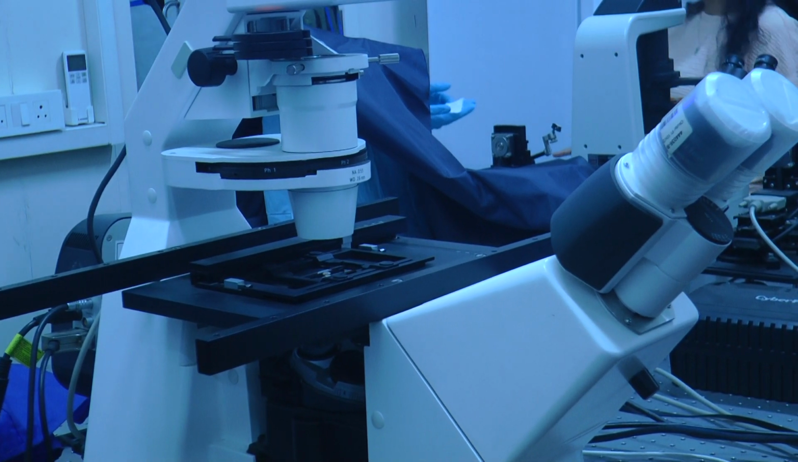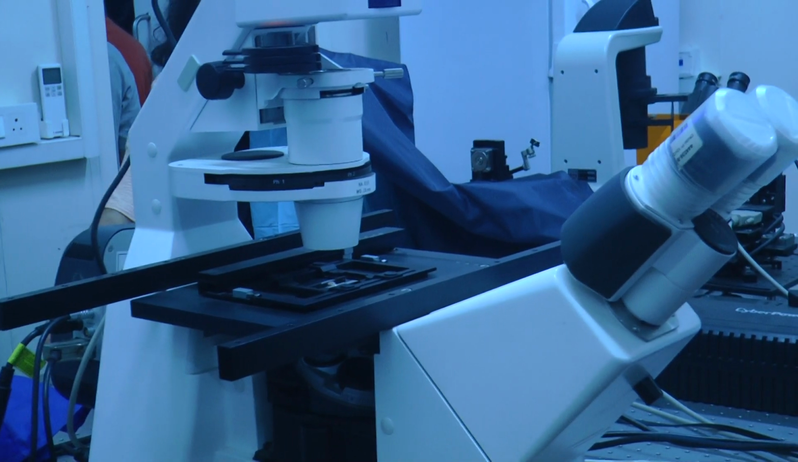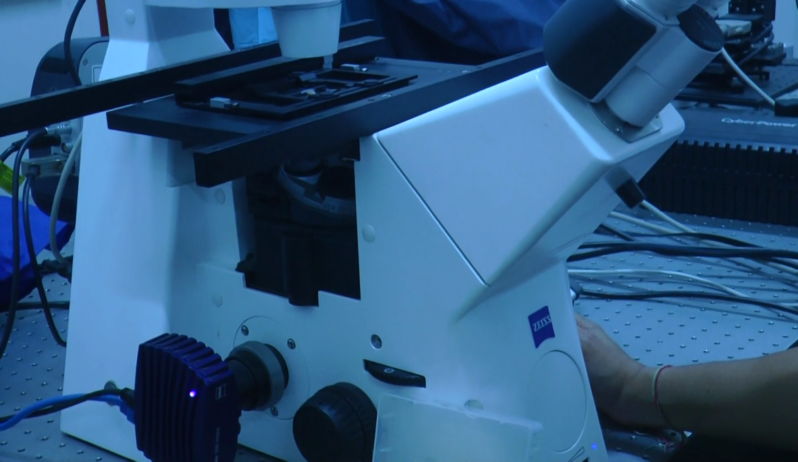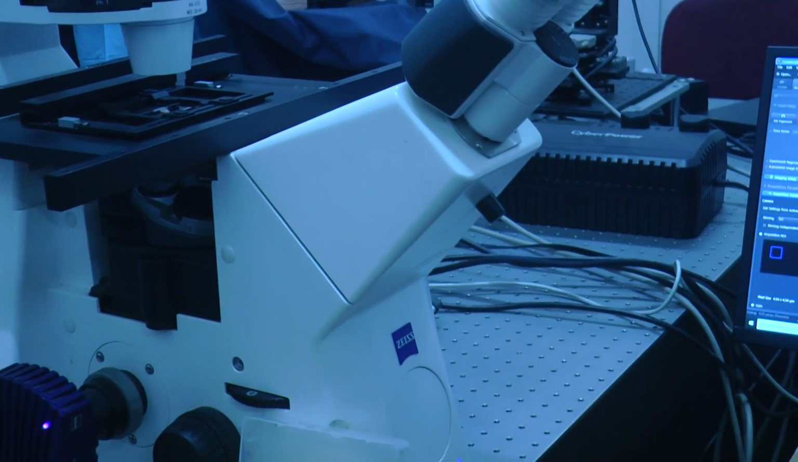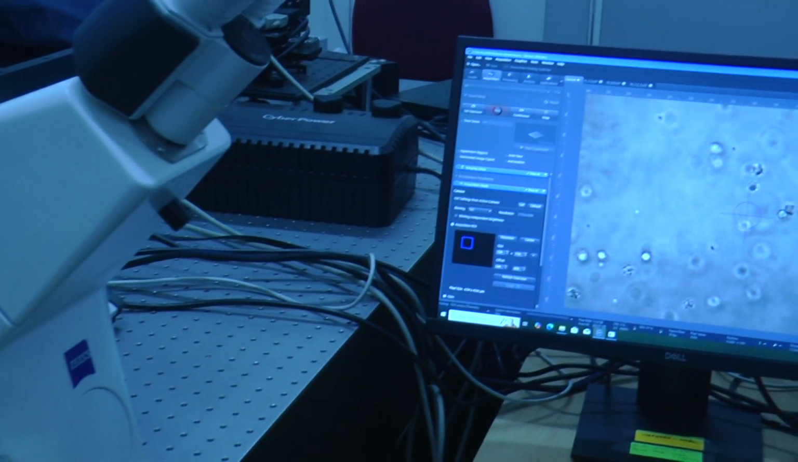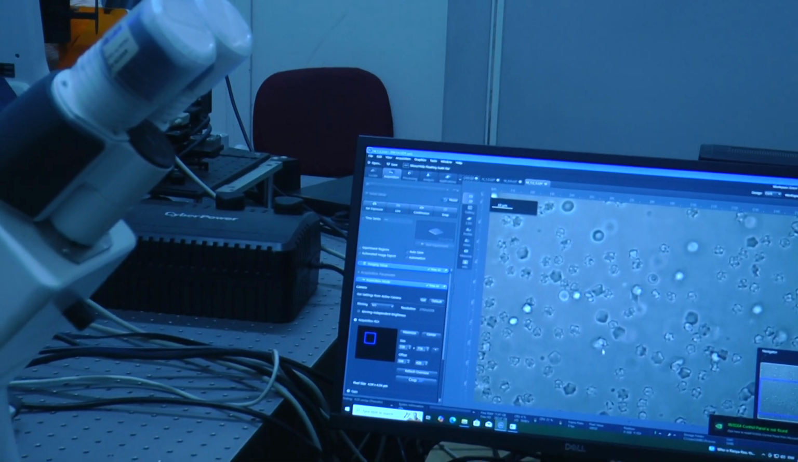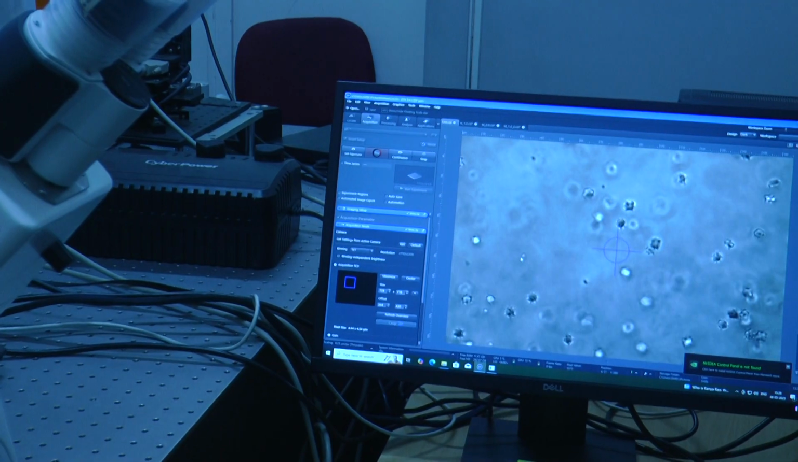I'll show you normal cells. The reference is kept here. This is 1.2, right? Because ours are perfectly round. Okay, so you can see the spicules here. It's like crumbled like this.